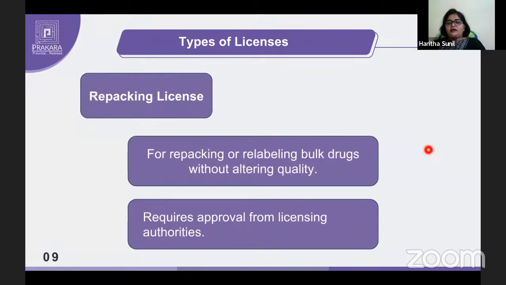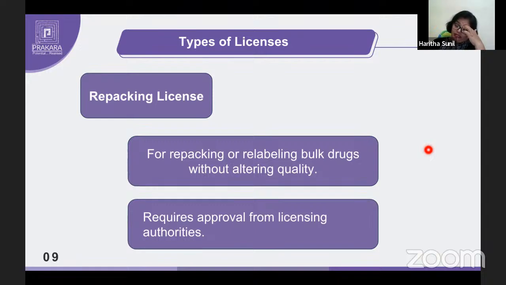And then we have the repacking license. The repacking license is issued to companies or entities which are involved in repacking or relabeling bulk drugs or drug formulations into smaller units for distribution or sale, without altering the quality, composition, or therapeutic efficacy of the product. Okay, that is called a repacking license.